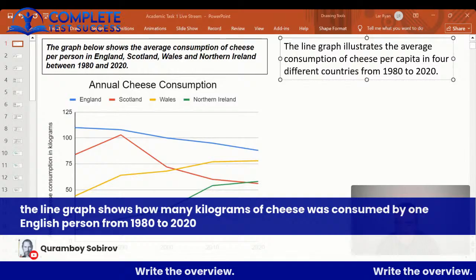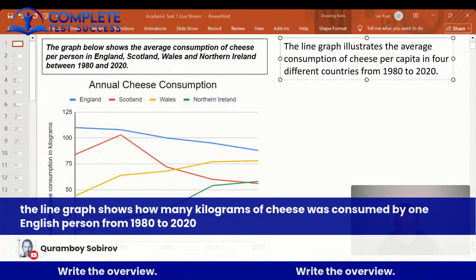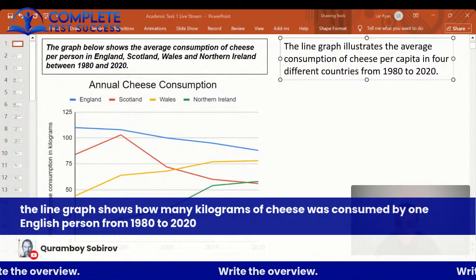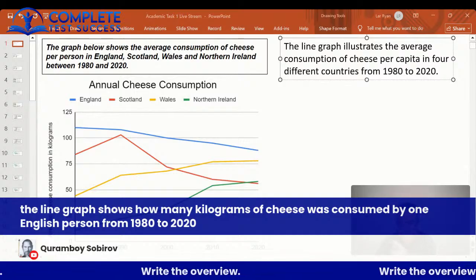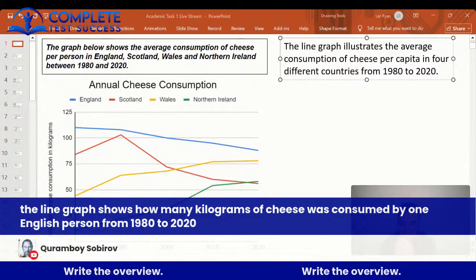I have Karamboy's paraphrase. The line graph shows how many kilograms of cheese was consumed by one English person from 1980 to 2020. So your punctuation has problems. You need to start with a capital letter, so capital T for the, and a full stop at the end. It's not consumed by one person. It's the average per person.